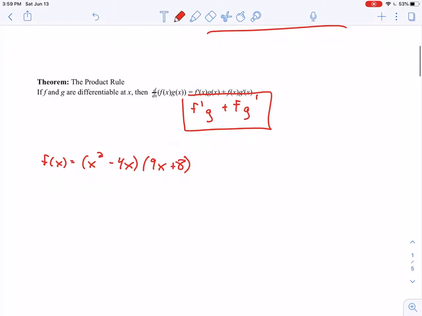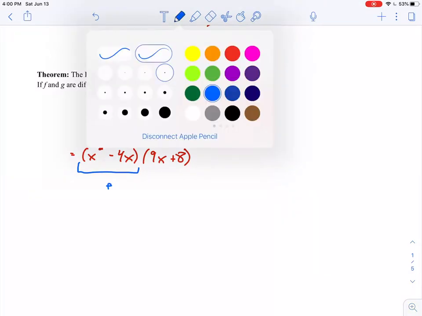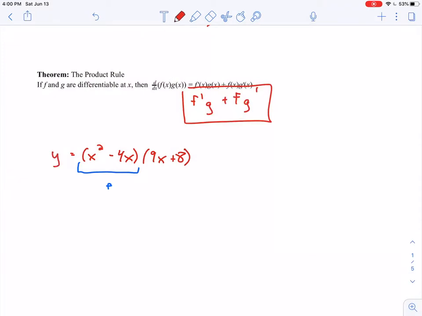So what I'm going to do when I start these off is I'm going to start by labeling one of my functions as f of x and one of my functions as g of x. Usually I'll just label the first or the left-hand function f of x. So here we can call this f, and let's actually do this, I don't want to get confused. Let's call this y. Let's just say y equals x squared minus 4x times 9x plus 8. And I'm going to call x squared minus 4x, I'll call this f of x.